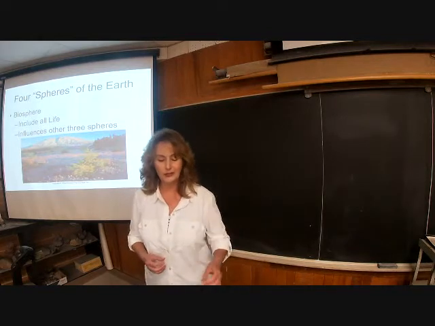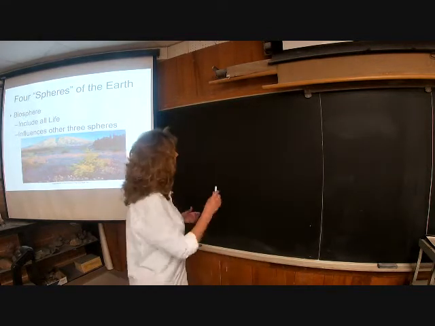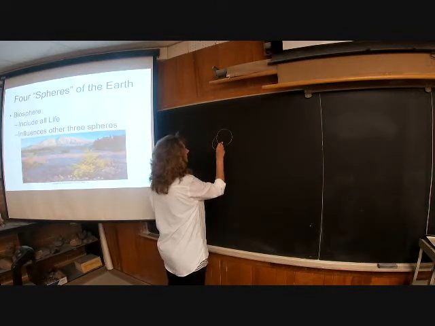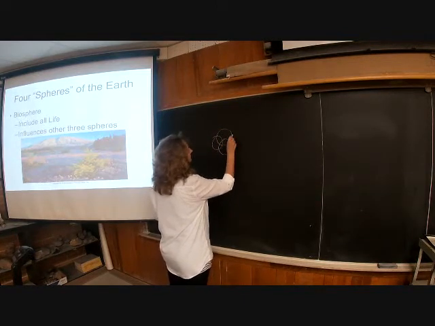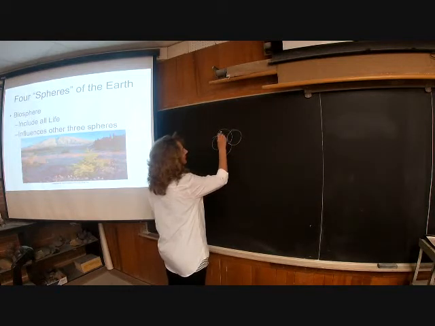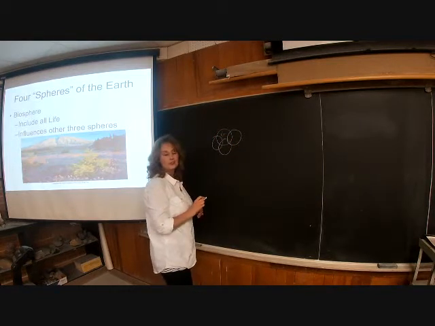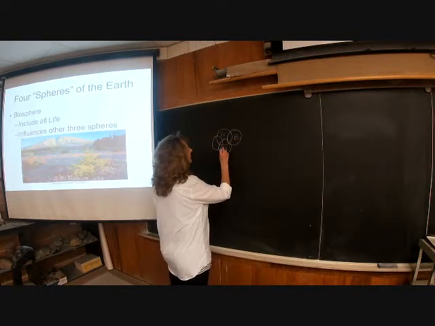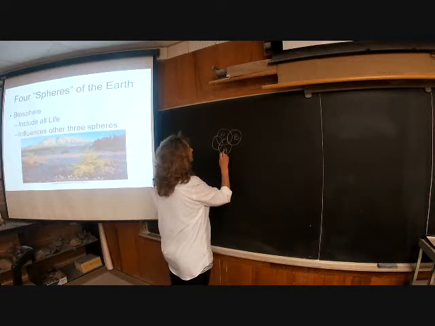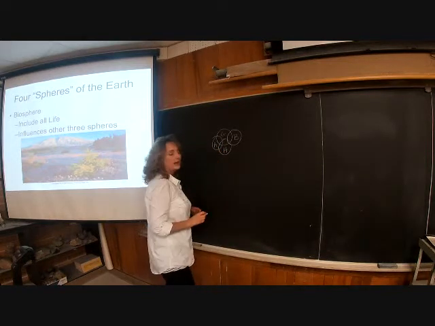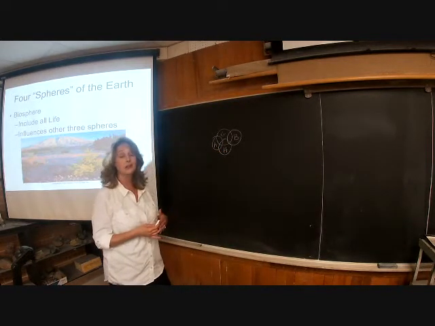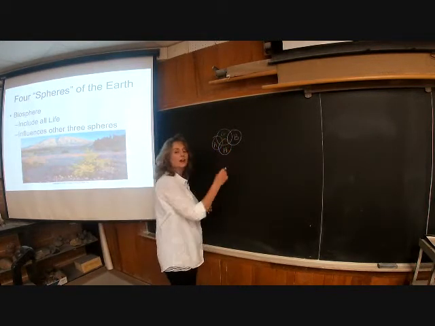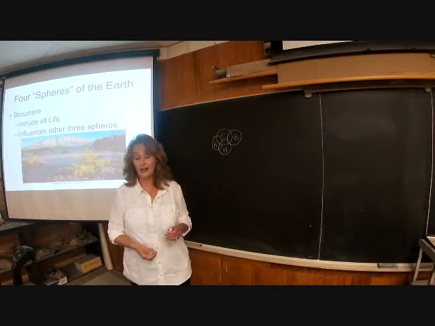So the interaction of these spheres, then, I'm trying to draw here a little Venn diagram. So maybe we have the geosphere, that's the letter G, the biosphere, the hydrosphere, and the atmosphere. So we've got all these spheres interacting with one another in a little Venn diagram. We see that they're all overlapping with one another.